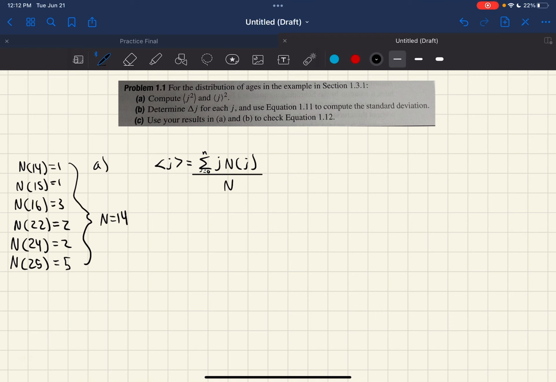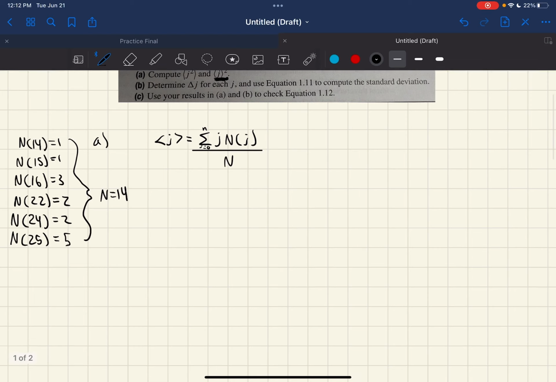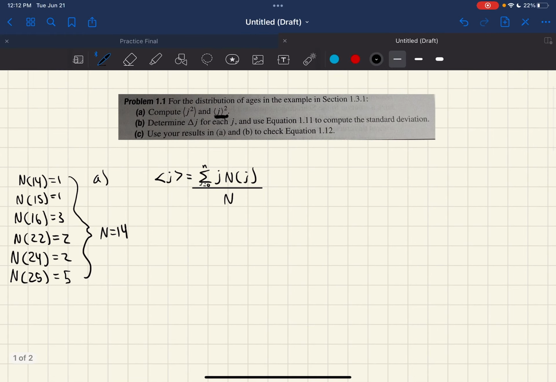And in this case, we're doing it for the distribution of ages. So the j's are the ages. We're first going to calculate this quantity because it's, I think, easier. We already have the formula here. The expectation value of j is equal to this. Each j is the age, and n of j is the number of people with that age in the distribution. And I have the distribution over here to the left.